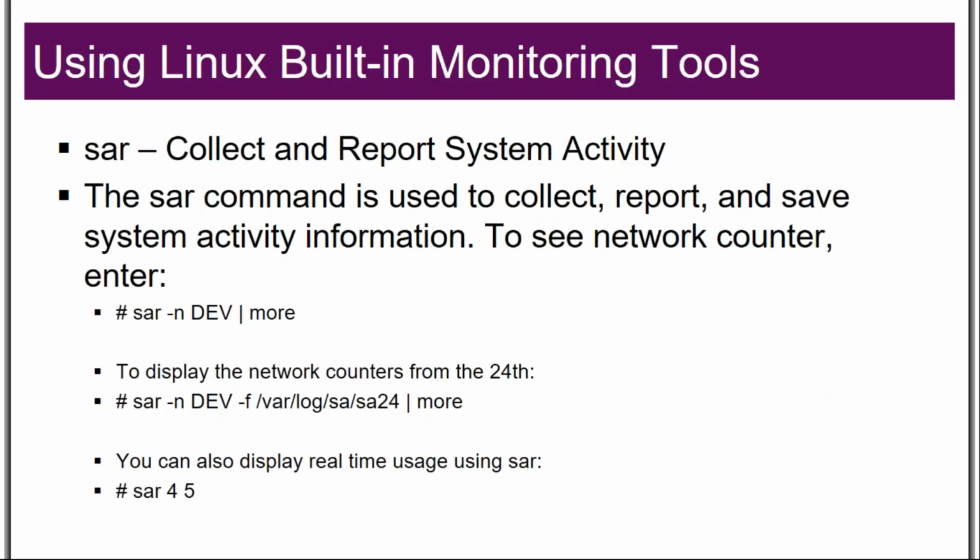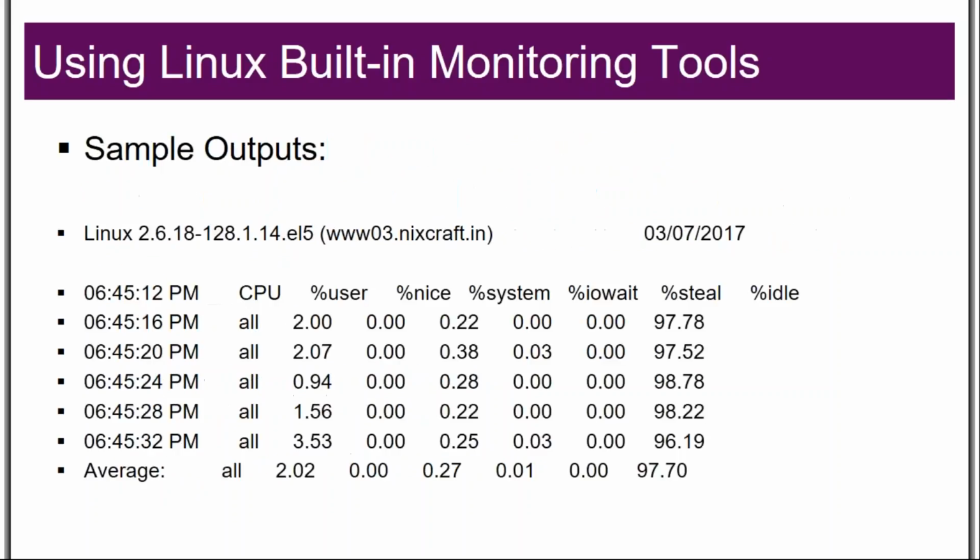Another one is SAR, which collects and reports system activity. The SAR command is used to collect, report, and save system activity information. There are different things I can do: you can display the network counters, and you can display real-time usage using SAR. So this is another one of those commands, and the output from SAR looks like this. Percentage of user, what they were doing. So again, I can watch what's happening on my Linux or Unix system.